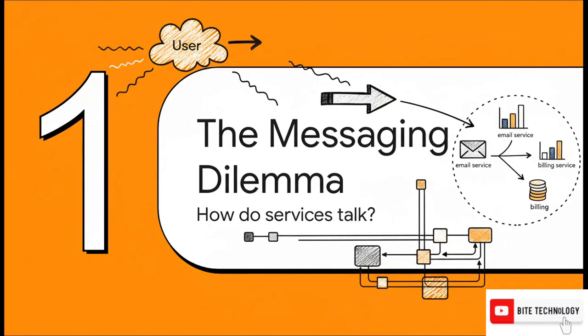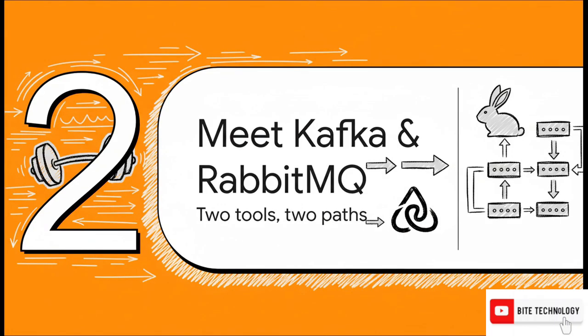Okay, so here's the basic dilemma. In pretty much any app you build today, you've got a bunch of different little services that all need to talk to each other. You know, a user signs up, and suddenly you need to tell the email service to send a welcome email, the analytics service to record the event, and maybe the billing service to create a trial account. How do you manage all that chatter reliably without grinding your whole app to a halt? That's the messaging dilemma.